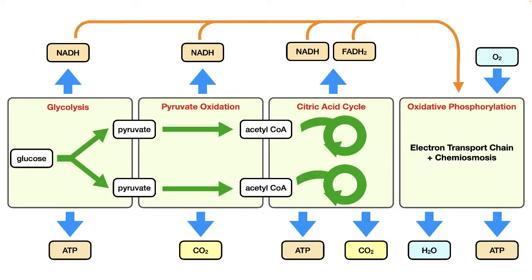All right, but remember, the point of the whole process isn't really to break down glucose per se. It's to harvest electrons from glucose in our first three steps, glycolysis, pyruvate oxidation, and the citric acid cycle, that can then be used to power the electron transport chain, which allows chemiosmosis and therefore the bulk of ATP production within the cell.